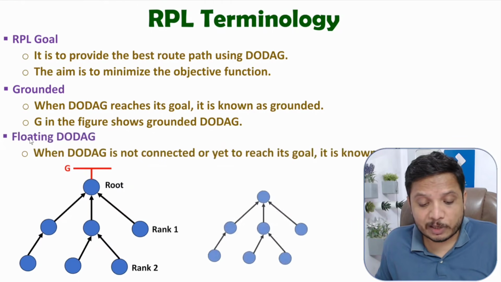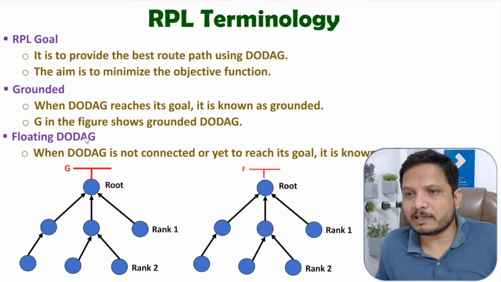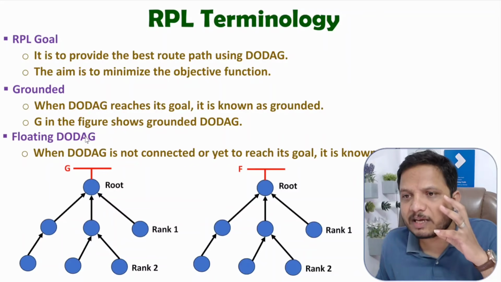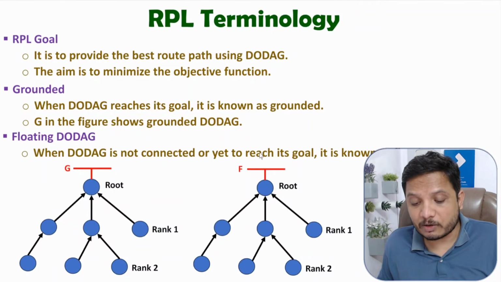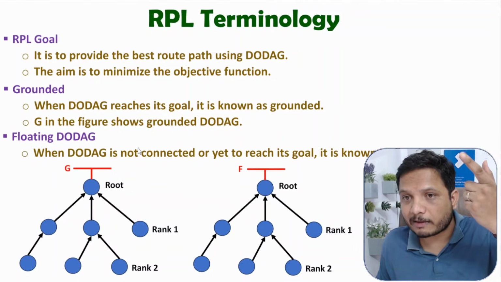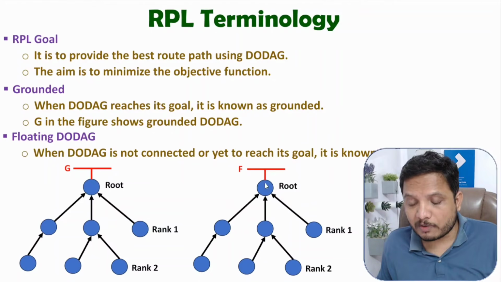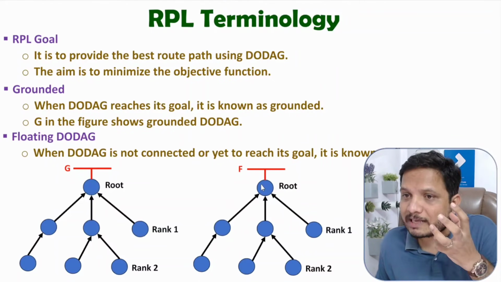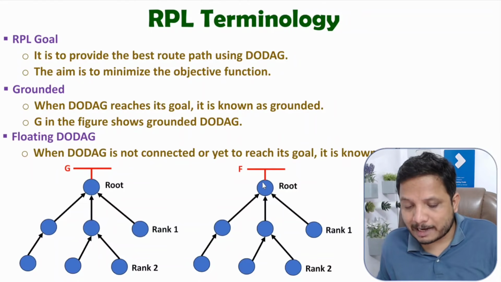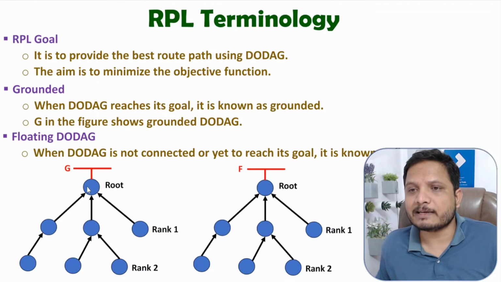See, next is floating DODAG. Floating DODAG means what? When you design a DODAG network, and the DODAG network is not reaching its goal, or the DODAG network is not connected over the internet, then that root node will be considered a floating node. So if you are not reaching your goal, then that root node will be a floating node. Once it reaches its goal, it is considered grounded now, right?